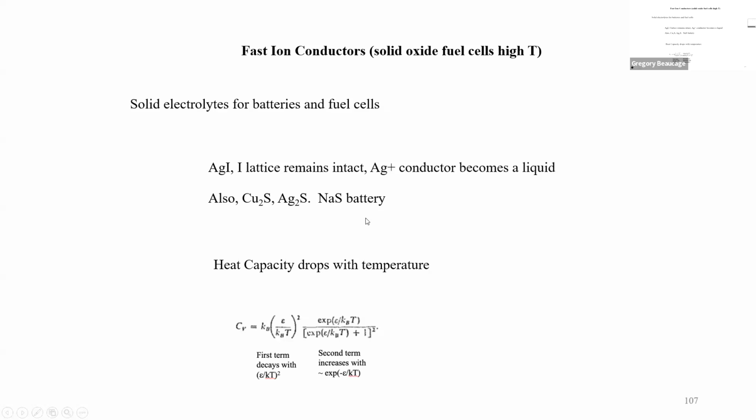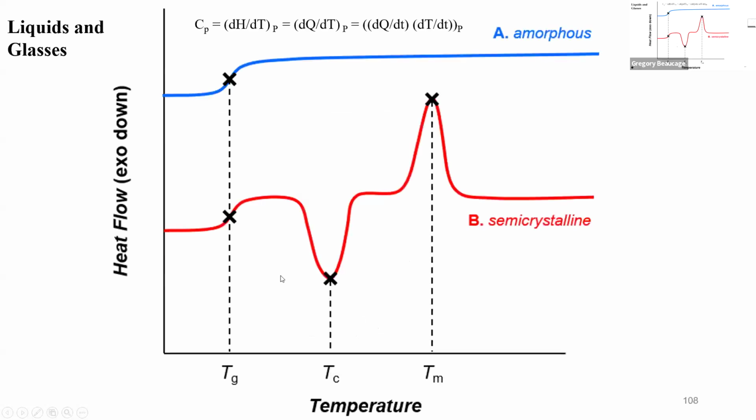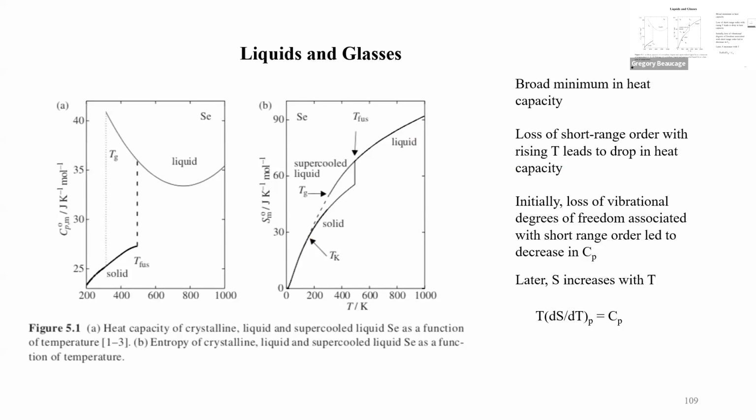So anyway, this could be to solve the energy problem, but it's got these two defects. It has to run at high temperature. And then also it's got these things that grow across it, dendrites that short circuit it. Anyway, but you can get a heat capacity for that too, and use Einstein and do the same thing. Then there's this business of liquids and glasses.